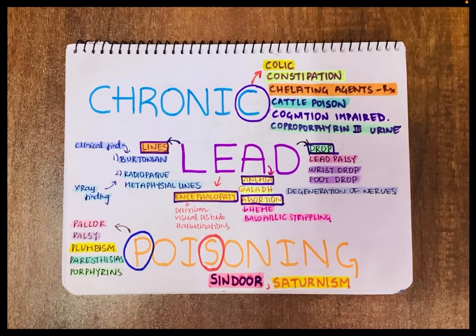Here we'll discuss all the important points of lead poisoning by the mnemonic chronic lead poisoning. So the C in the chronic stands for colic, constipation, chelating agents which are given as a treatment, cattle poisoning, cognition impairment and coproporphyrin release in the urine.